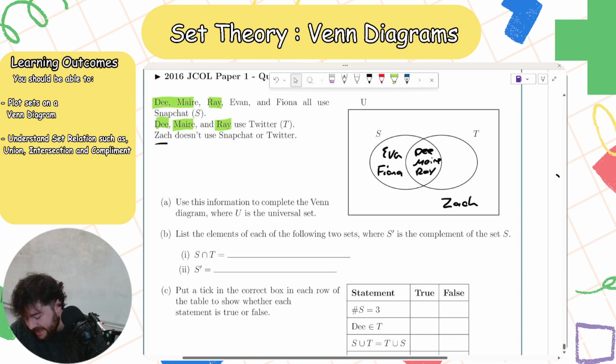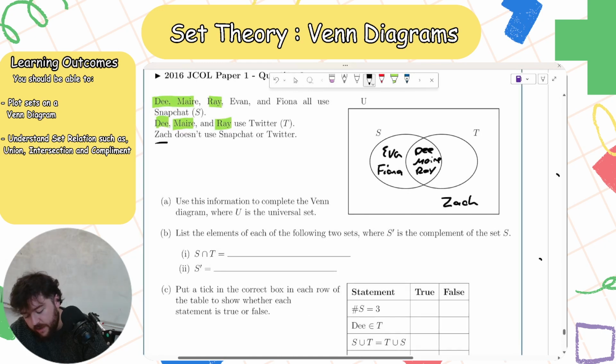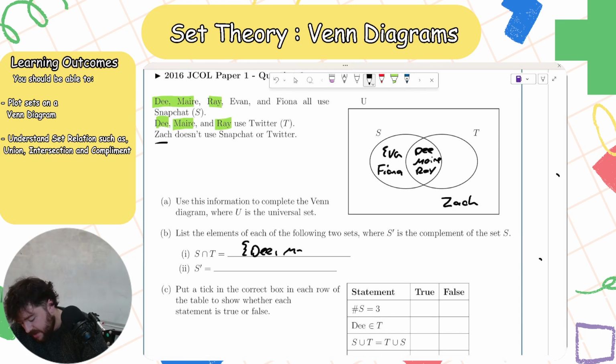List the elements in S intersection T. So who uses Snapchat and Twitter? Well, that's Dee, Marie, and Ray. S complement, so everything. Who doesn't use Snapchat? That is just Zach.